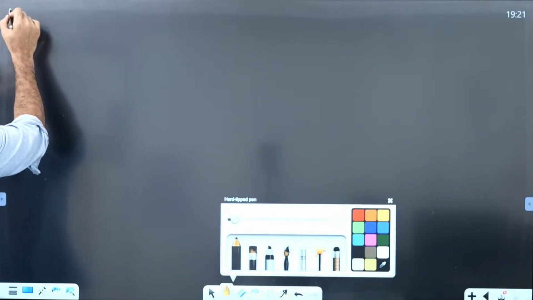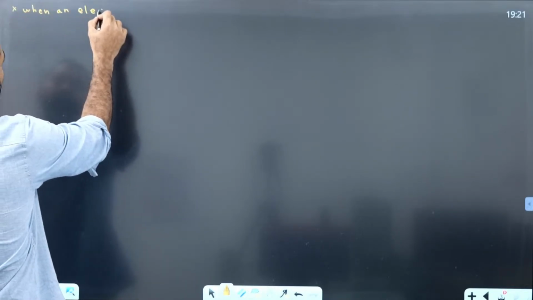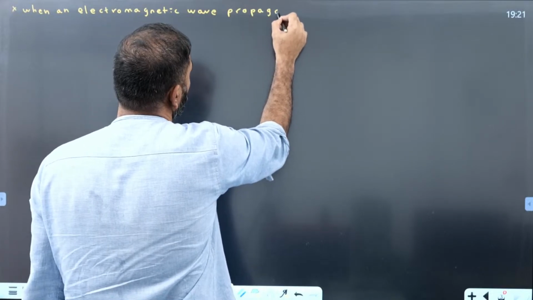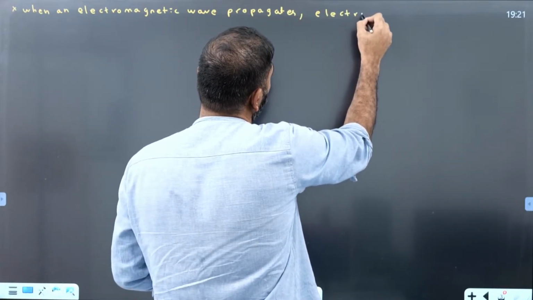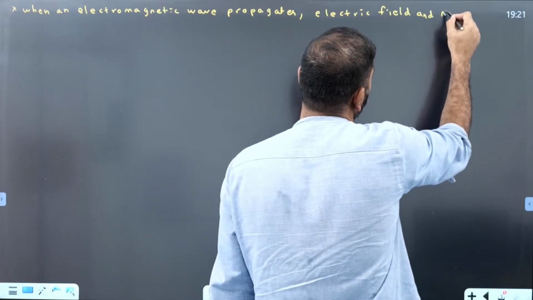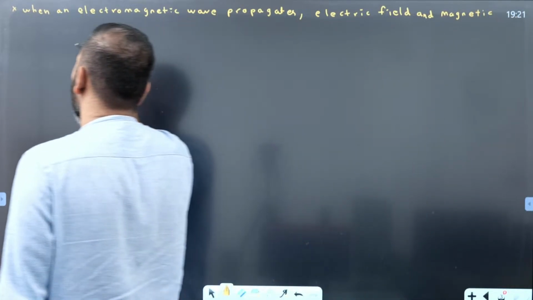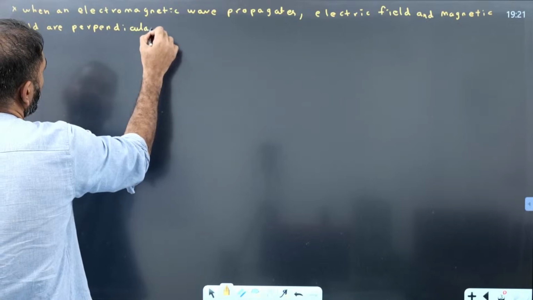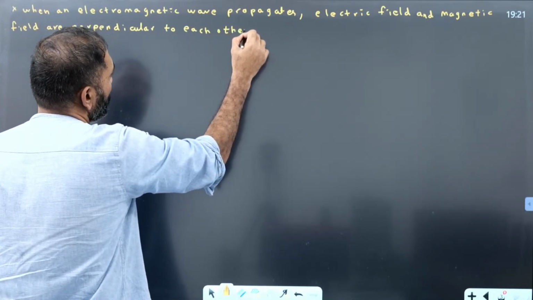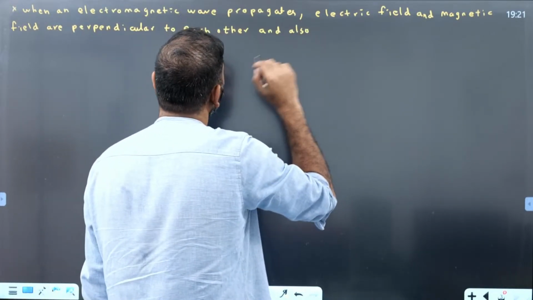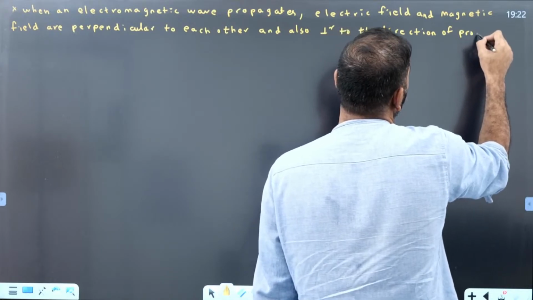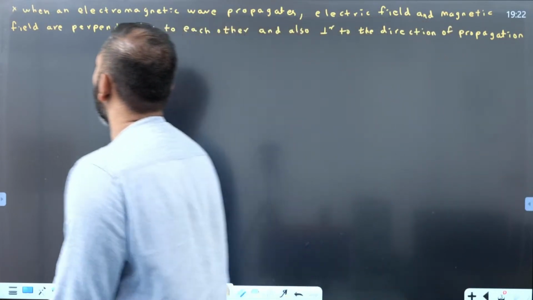Next, when an electromagnetic wave propagates, electric field and magnetic field are perpendicular to each other, and also perpendicular to the direction of propagation. Electric field and magnetic field are perpendicular to each other and also to the direction of propagation.